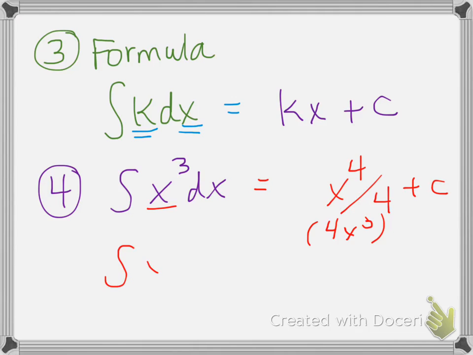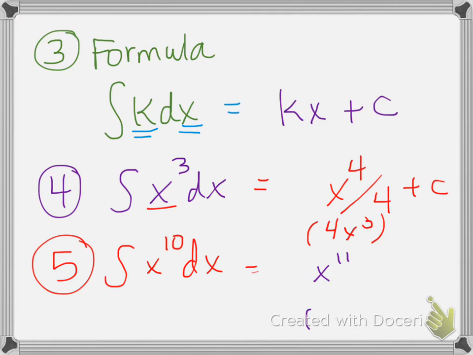If I had the integral of x to the 10th, well, I know it's x to the 11th. Keep in mind the derivative of x to the 11th is 11x to the 10th. I gotta get rid of this 11 just like I had to get rid of that 4. So if you divide it by 11, then when you find the derivative, you're dividing by that 11, which makes it go away. So it's x to the 11th over 11 plus c.